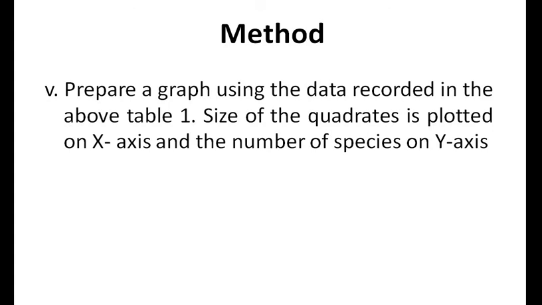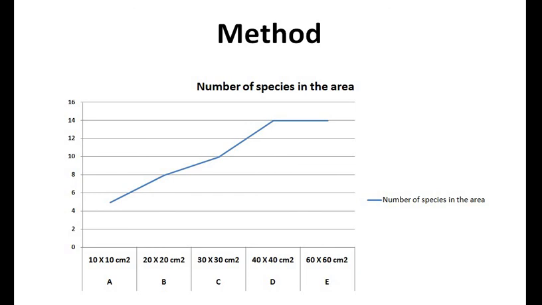By plotting the number of species along the y-axis and area of the quadrate along the x-axis on graph paper, a curve was obtained which tends to flatten at 60 into 60 cm square. This is the minimum area of quadrate in that plant community. So, the examination is stopped at the 60 into 60 cm square quadrate. Now the curve on the graph paper is known as the species area curve.